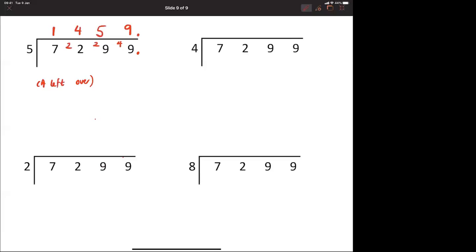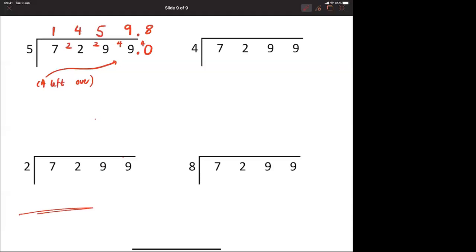You then, because you don't have another column, you need to create a column. And to create the column, you put a 0 here. You take your 4 that was left over and you put it up here. So now we've got to work out how many groups of 5 we can make with 40 tenths. Well, if we count up in our 5s, 5, 10, 15, 20, we know that we can get 8 groups of 5 into 40. And that means that the answer to 7,299 divided by 5 is 1,459.8.